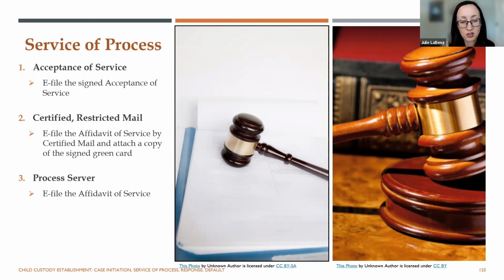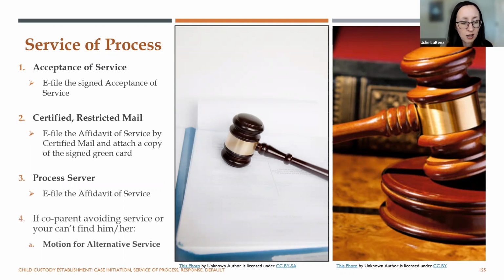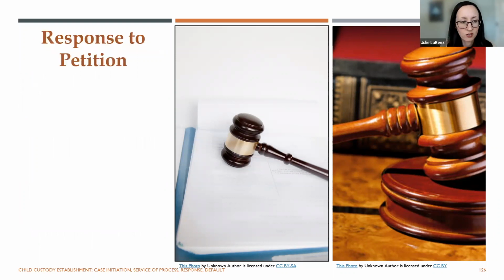Third option is a process server. You can hire a private process server or a police officer or sheriff's department to serve the papers. And upon them completing service, they would e-file the affidavit of service, and that's when service would be complete. If your co-parent is avoiding service or you can't find him or her, that's where you could utilize the motion for alternative service and look to use alternative service or publication.